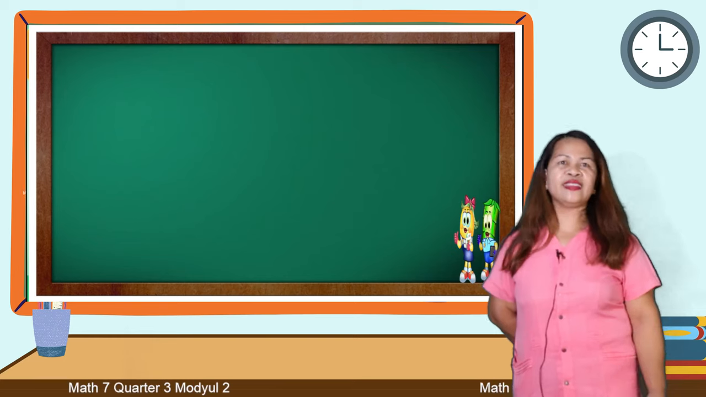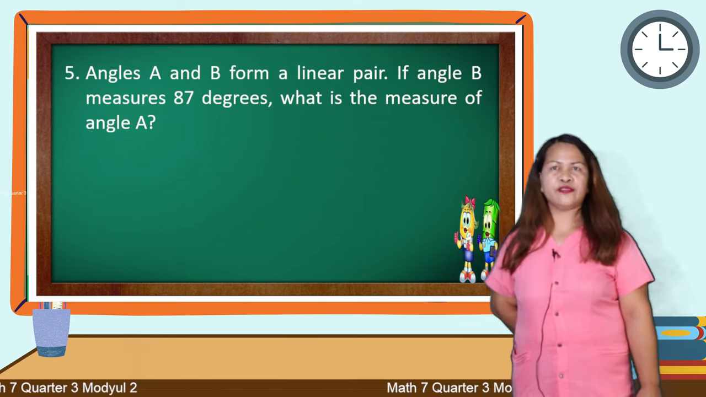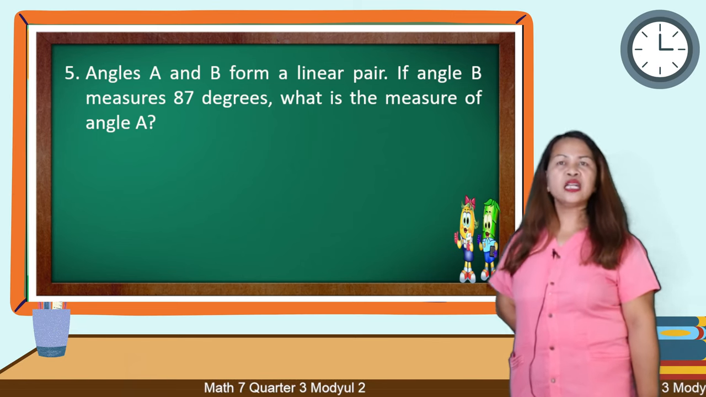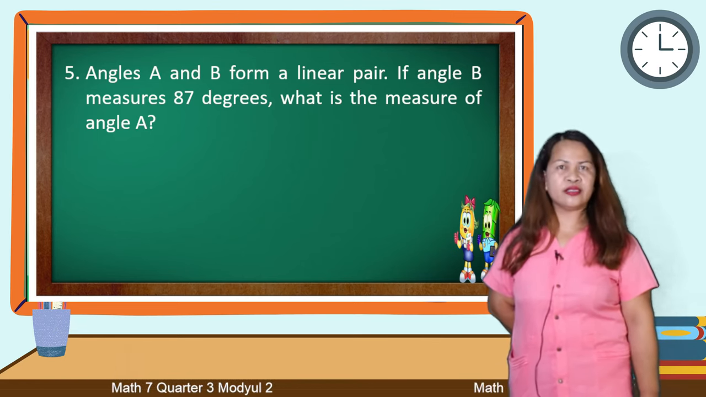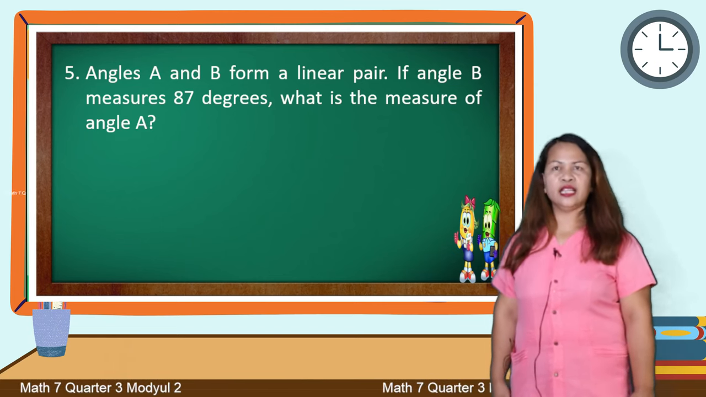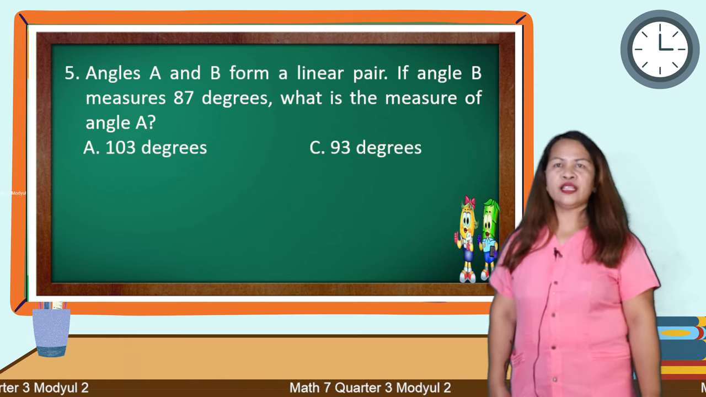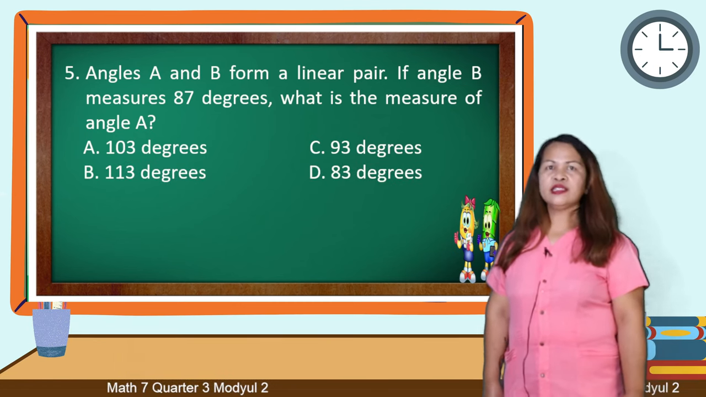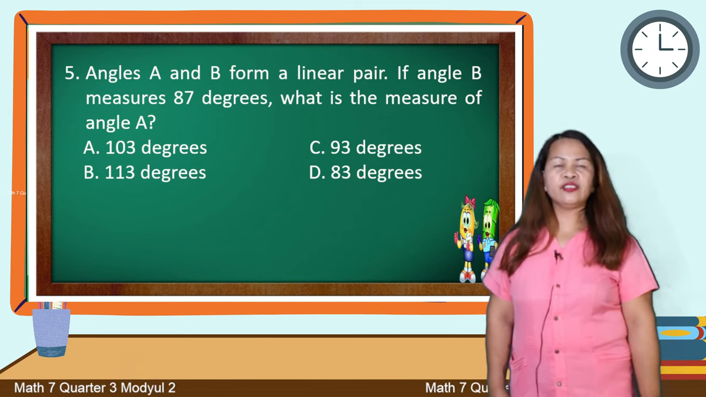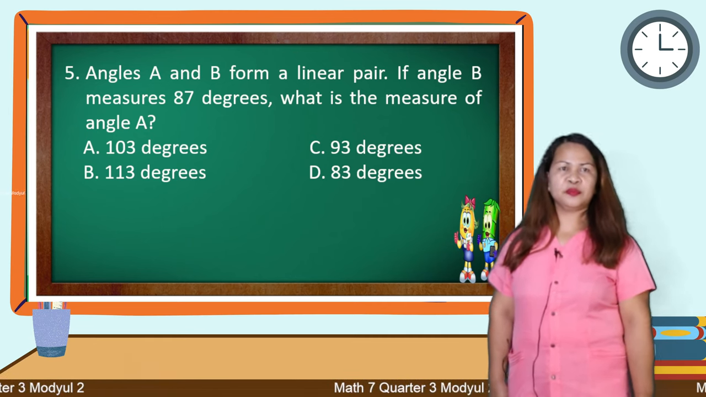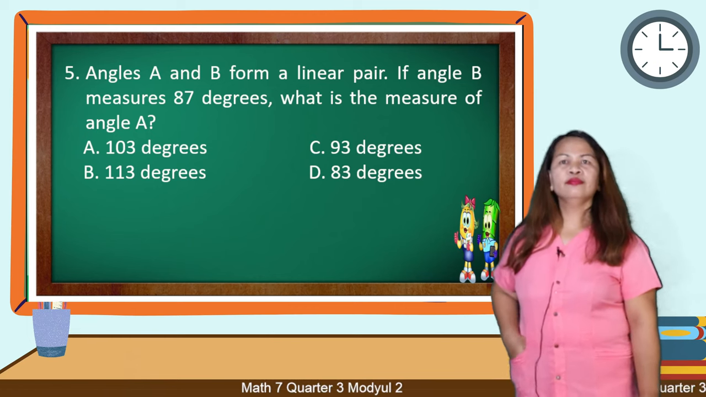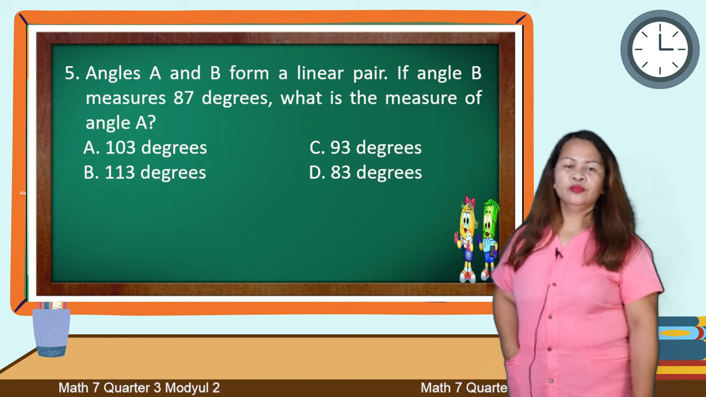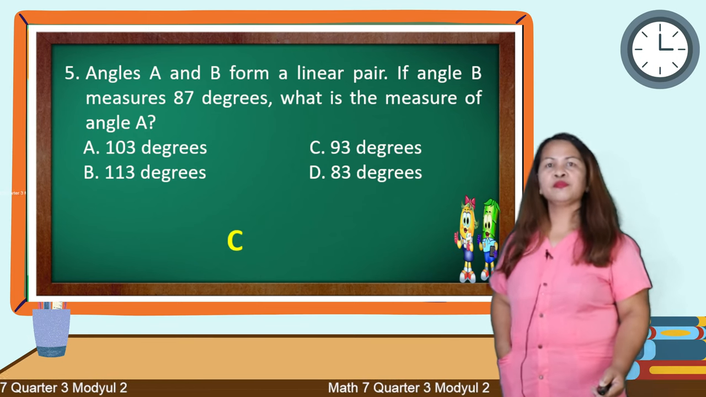The last but not the least. Question number five. Angles A and B form a linear pair. If angle B measures 87 degrees, what is the measure of angle A? A, 103 degrees. B, 113 degrees. C, 93 degrees. Or letter D, 83 degrees. Correct answer, letter C.